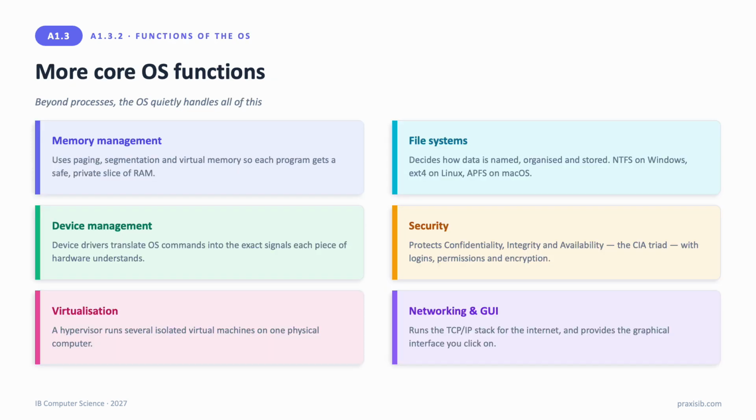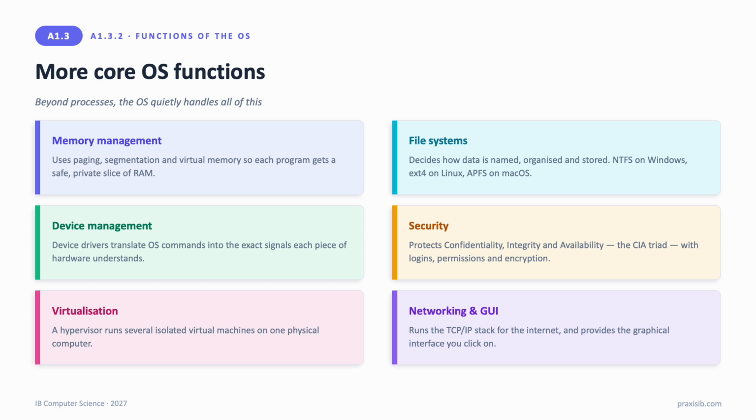We have covered the processor, so now let's quickly tour the other core functions of the operating system. First, memory management. The operating system uses techniques called paging, segmentation, and virtual memory. We will meet those properly later. To give each program its own safe private area of memory, so one program can't accidentally trample on another's data.